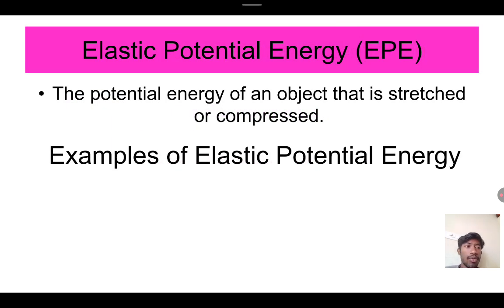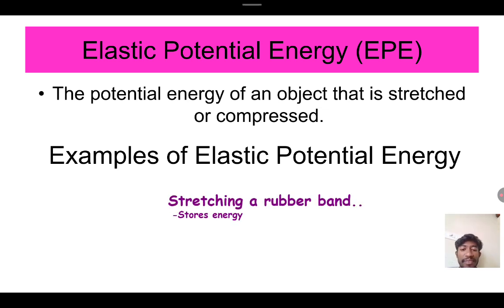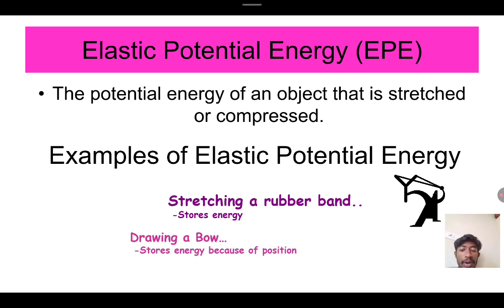We already told that potential energy has two types: gravitational and elastic potential energy. Elastic potential energy is the potential energy of an object that is stretched. Everyone has seen a rubber band, right? If you stretch it, it will have some elastic potential energy. Drawing a bow also stores energy because of position. If you release it, the energy will become kinetic energy.